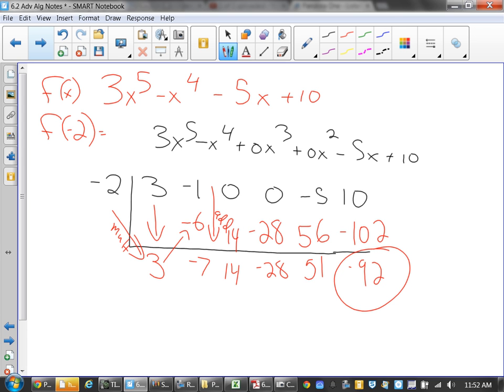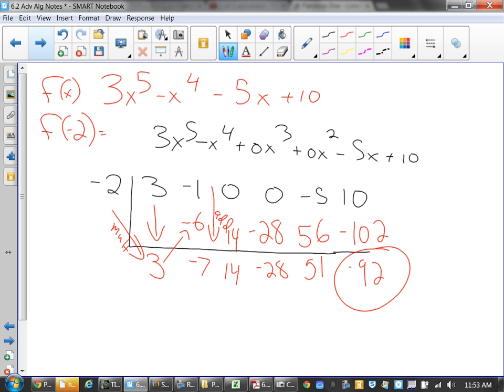Ladies and gentlemen, this method of what's called synthetic substitution is a precursor to factoring. You will use this over and over and over again. This is a skill that, obviously it's the first time you've ever seen it. It takes a little bit of time to get used to it, but it is extraordinarily straightforward, as long as you remember when you're writing it down to not miss a negative symbol or put your placeholders in. Okay? Let's do another one.